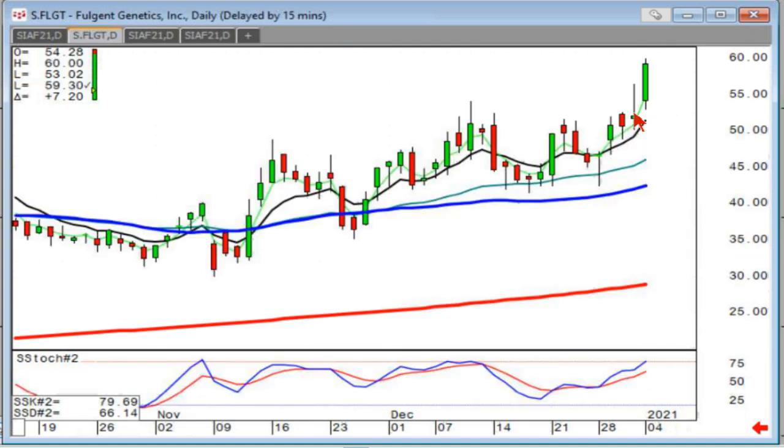FLGT, nice little slow curve. Doji gap up. You stay long, not in the overbought area.